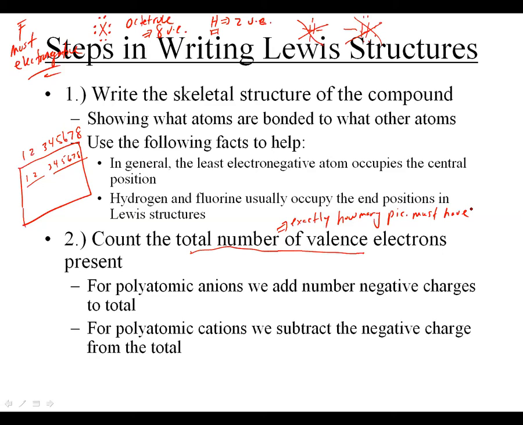Now, you may be asked to draw some Lewis structures for polyatomic ions. If you remember, polyatomic ions are groups of nonmetals together that actually do have charges. If something has a negative charge, that means that it has gained electrons, and that also means that you need to add to your total for that negative charge. And vice versa, if something has a positive charge, it means it has lost electrons, so you need to subtract from your total.